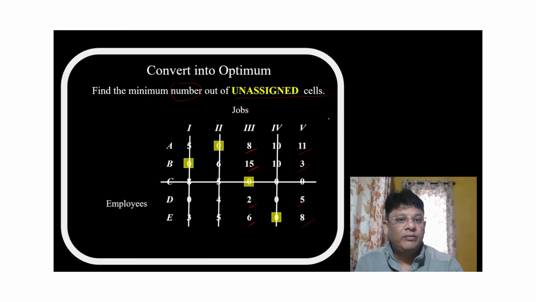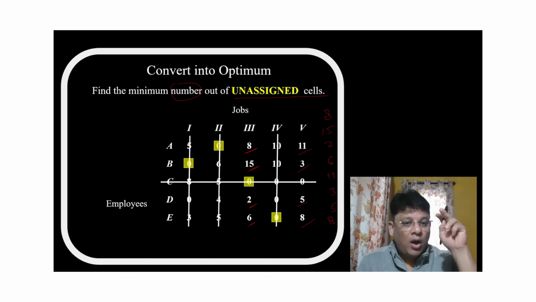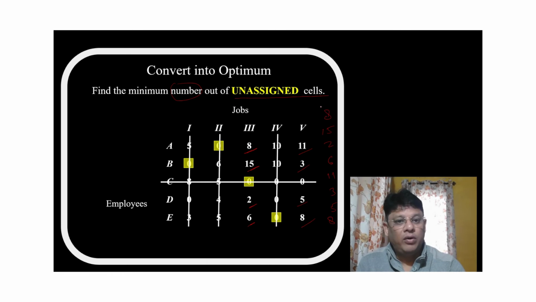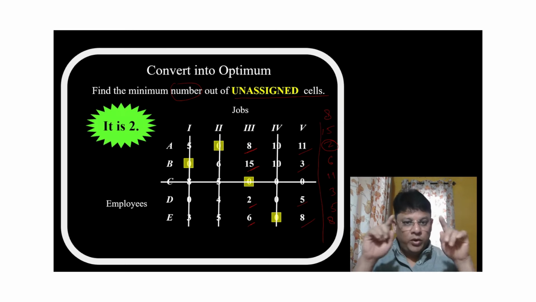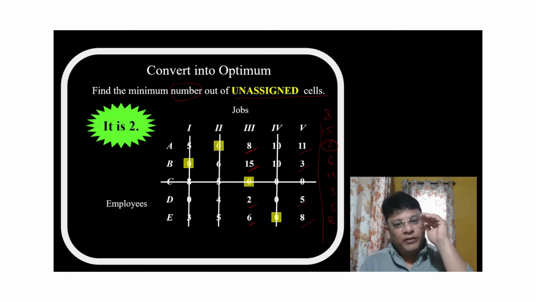So in this case, we have 8, 15, 2, 6, 11, 3, 5, 8. Now in this particular situation, these are the numbers that are not on a line, right? Now out of these numbers, you have to select the minimum. So minimum is 2, right? So this is what you have to find. To convert into optimum, you have a matrix. In this matrix, whatever numbers are not on a line, you have to select the minimum number out of that. So it's 2. Now, what do you have to do?